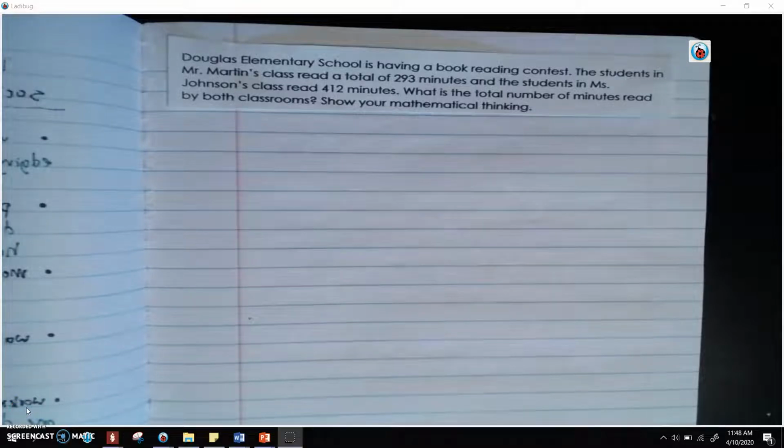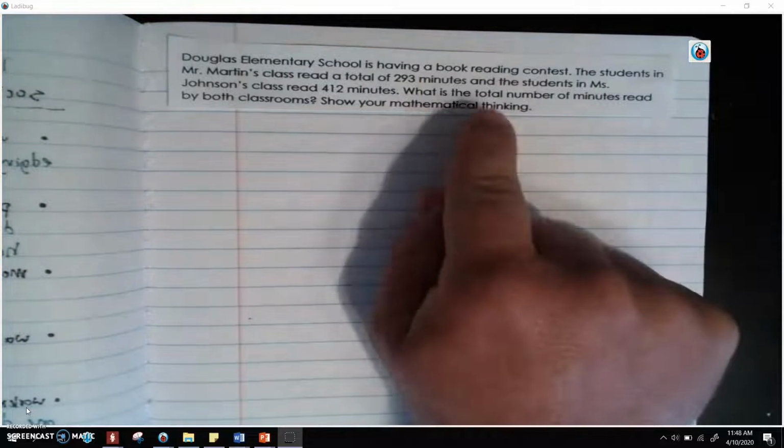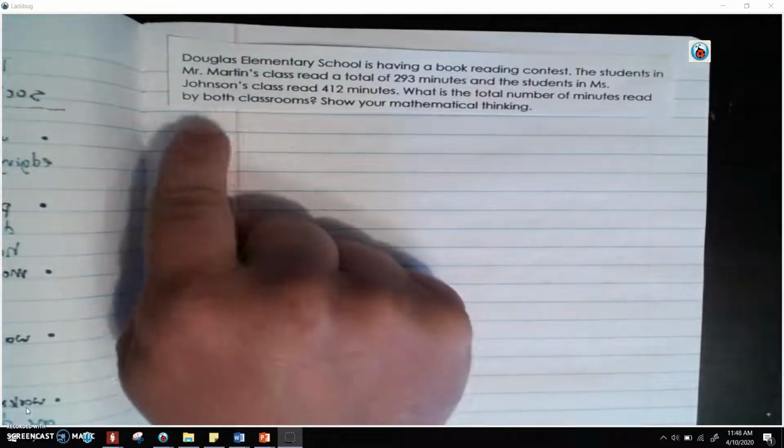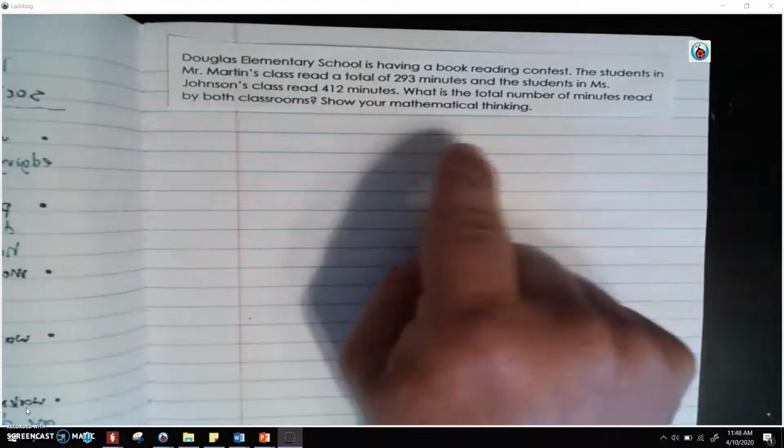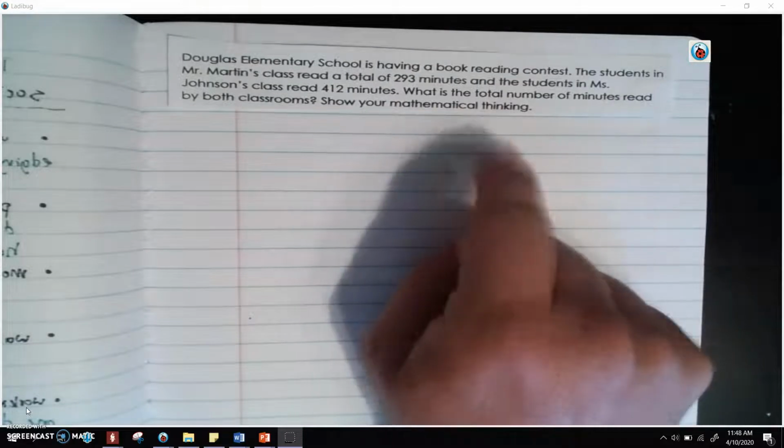Today we're going to be learning how to add on a number line. So I have a word problem here. It says Douglas Elementary School is having a book reading contest. The students in Mr. Martin's class read a total of 293 minutes, and the students in Miss Johnson's class read 412 minutes. What is the total number of minutes read by both classrooms? Show your mathematical thinking. So that's where the number line is going to come in.